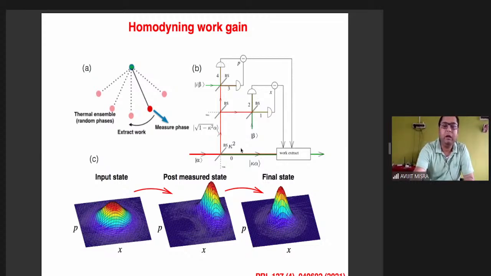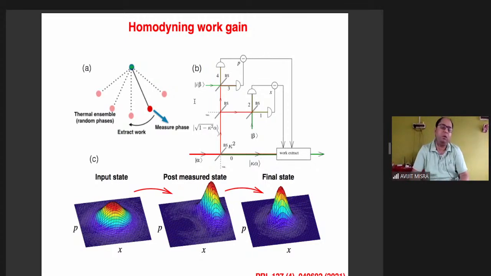Okay, so what is happening now? I have the input state, and after measurement, the post-measurement state is displaced, and here is the optical setup. We use a local oscillator for homodyning with coherent amplitude beta, and beta is chosen to be real here. And this process has a classical analog.